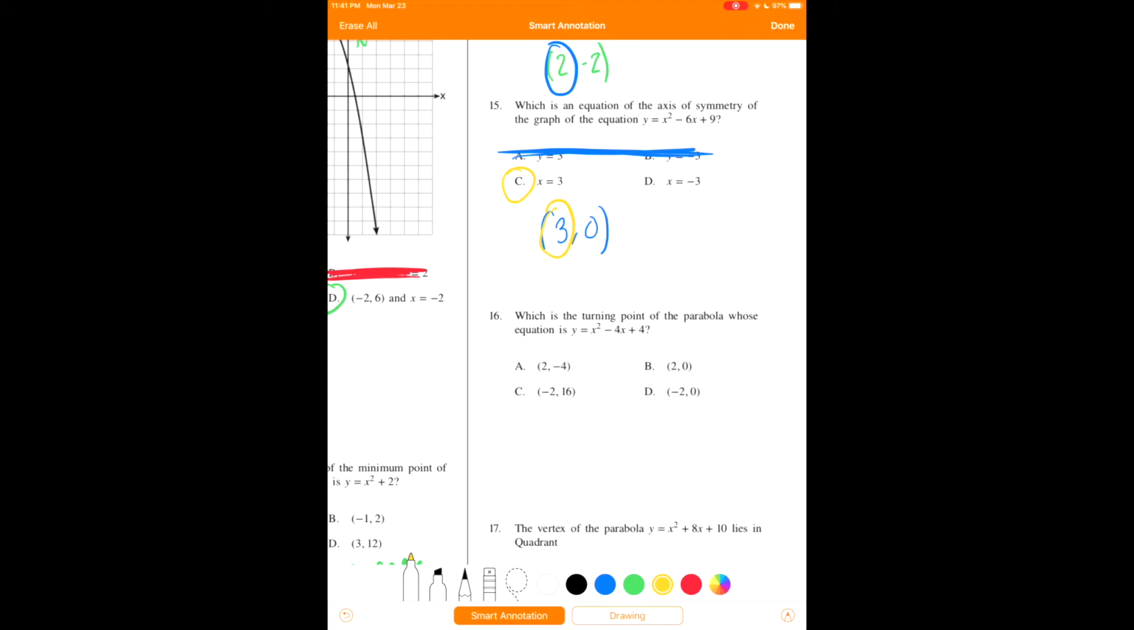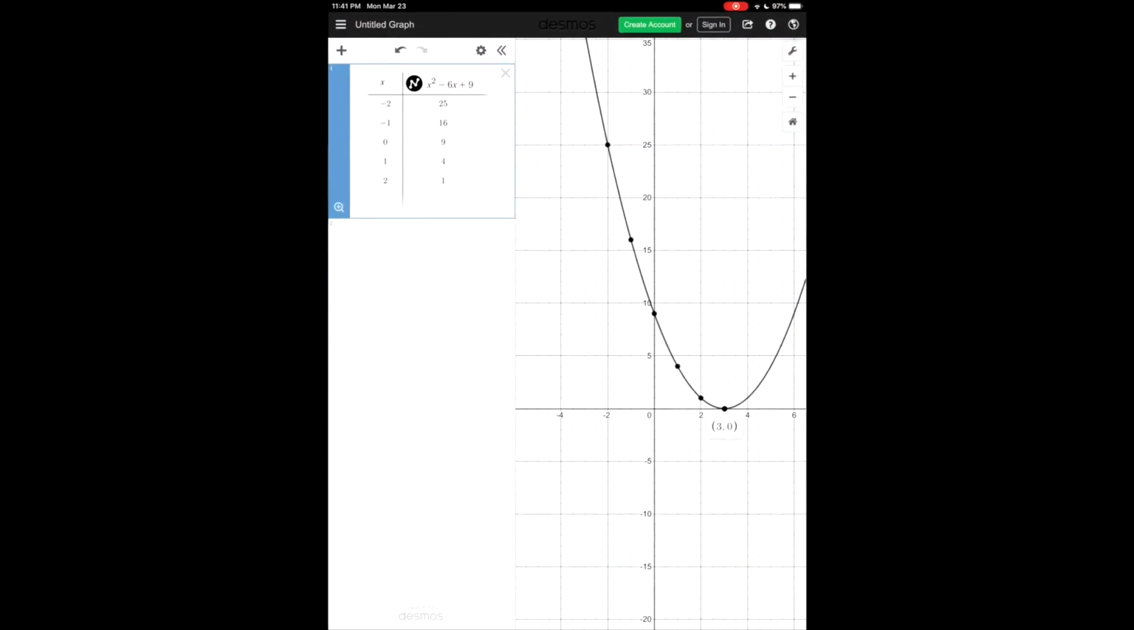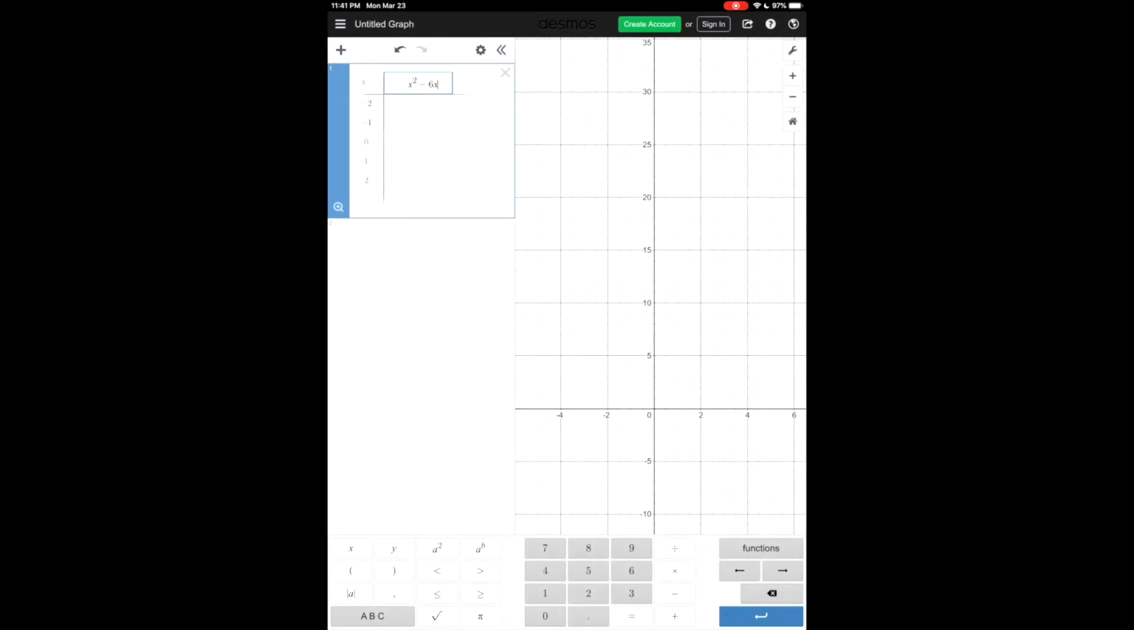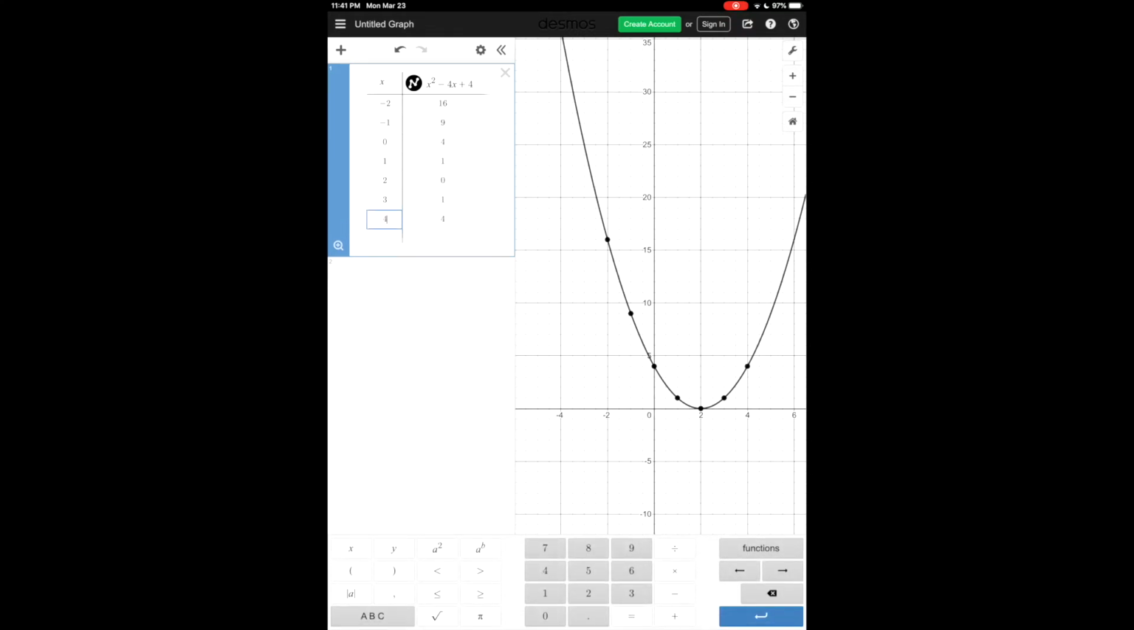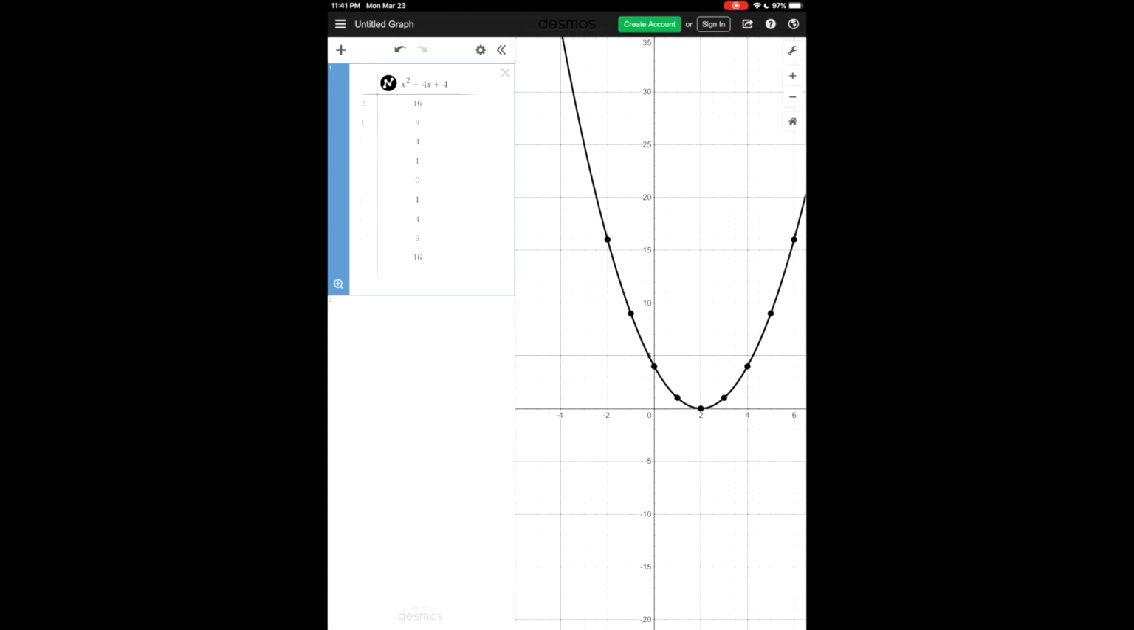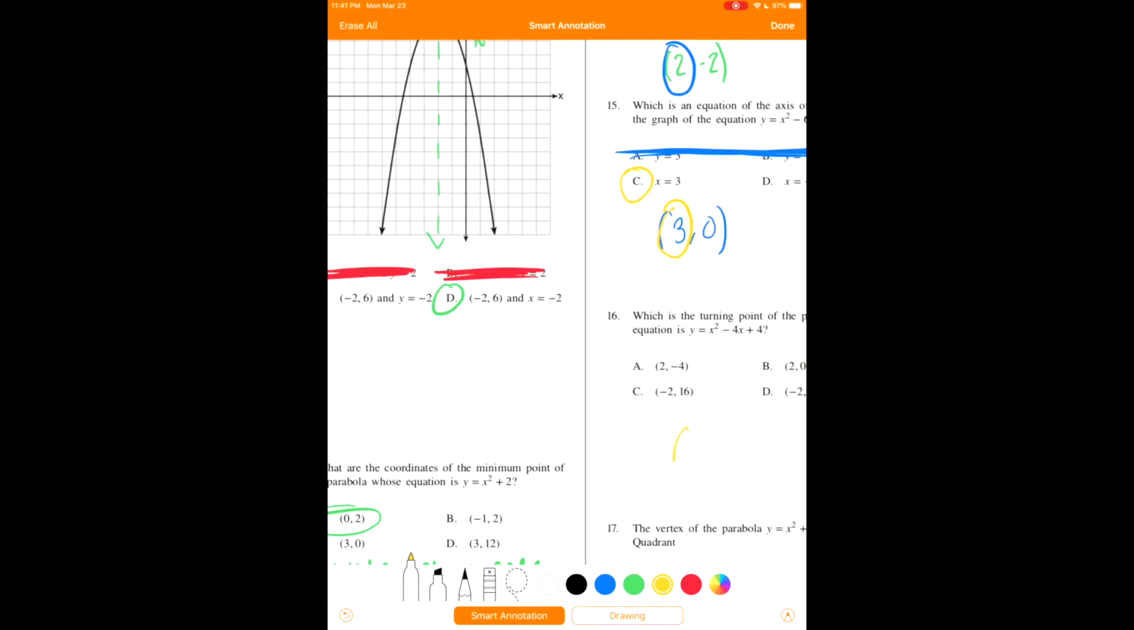For number 16, turning point of the parabola x squared minus 4x plus 4. Same thing as before. I'm going into my calculator. X squared minus 4x plus 4. And my turning point is 2, 0. Again, I can use my table if I want and see that 2, 0 is the center here. My 1's line up, my 4's line up, my 9's line up, and my 16's line up. So 2 doesn't have a buddy, so that means that 2, 0 is my turning point.